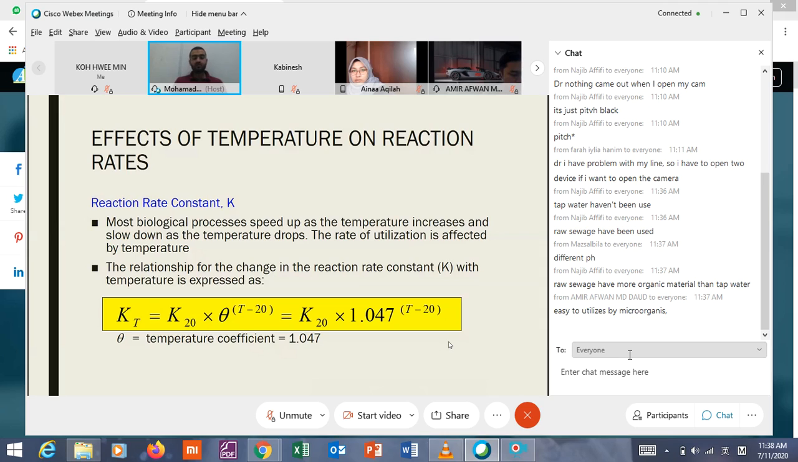Now, the K is different according to the type of wastewater, but it is also different from one temperature to another. In warm temperatures, it is somewhat higher than in cold temperatures. Why? Can you guess why the K is higher in warm temperatures? For example, K in Malaysia is higher than the K in Europe.